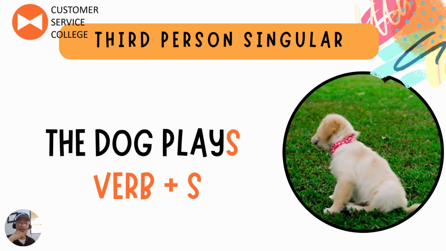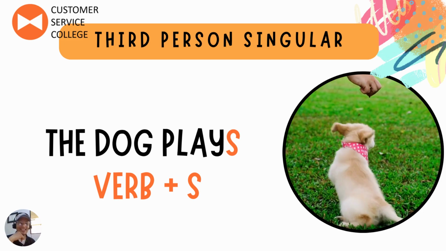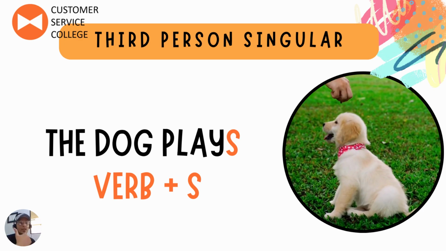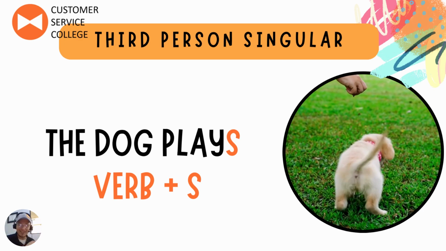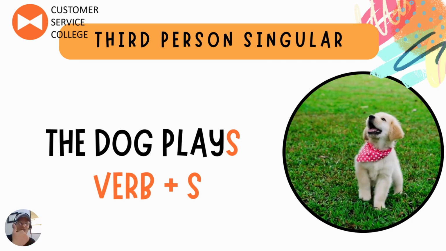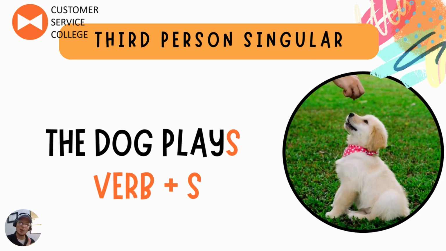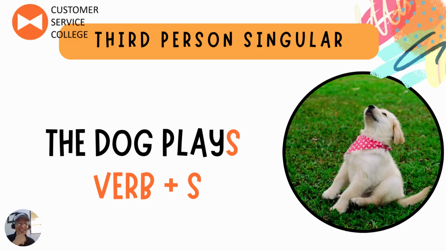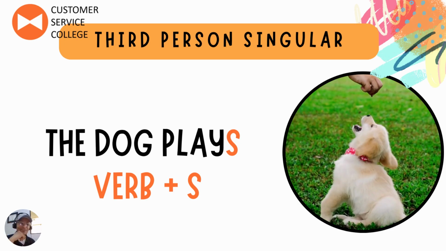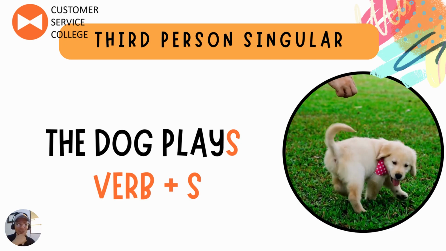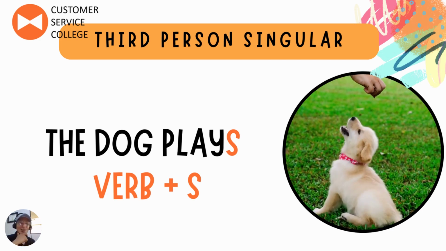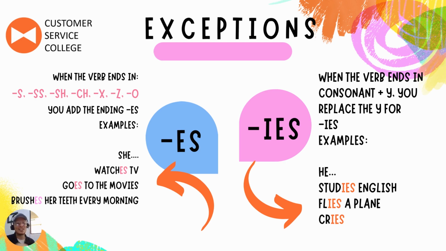How about this one? The dog plays. So it's a very easy structure. You just have to remember that for he, she, and it in affirmative sentences, you add S to the verb. Work, works. Cook, cooks. Check, checks. Pretty easy, right? Of course. But as in many presentations, there are always some exceptions. So let's check some exceptions for third person conjugations.